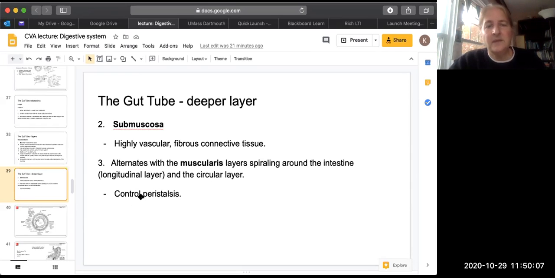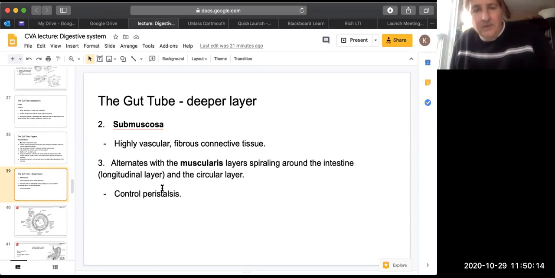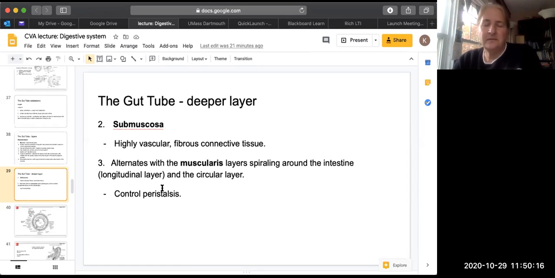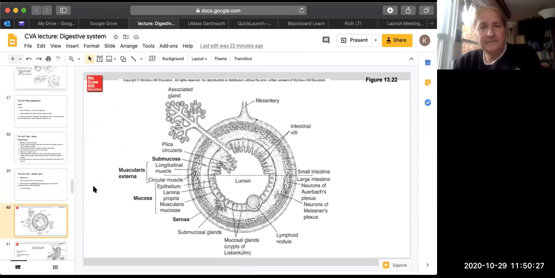These muscle layers control peristalsis, the movement of food. As I mentioned a minute ago, the gut is muscular, so it has these smooth muscles that move the food along. It's not passive. And here's a nice picture: here's the lumen, the opening in the middle of the gut. Here's the muscularis layer and these villi, right?